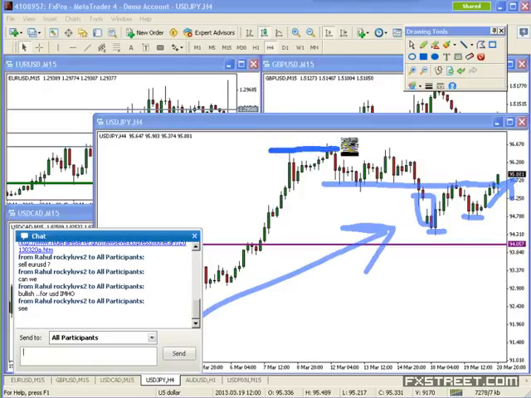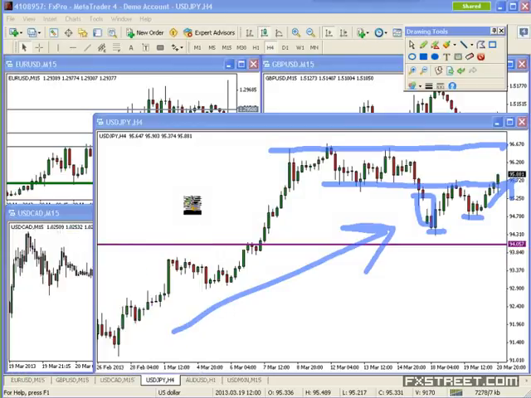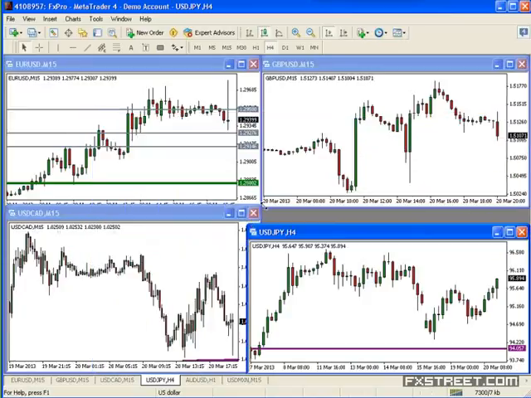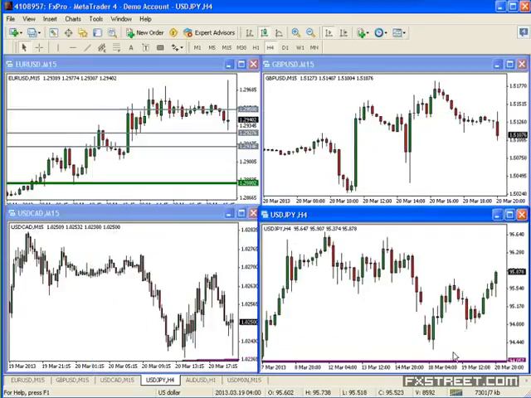Of course, no guarantee we can break those highs around 96.60, but so far so good for the dollar yen bulls. That is, if you say you took a long either yesterday or earlier today and are holding on to it.